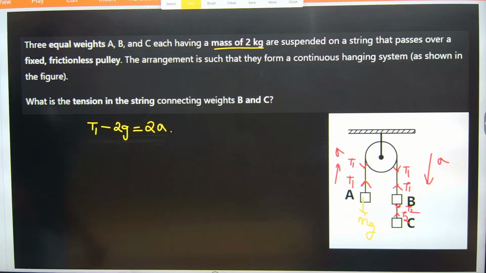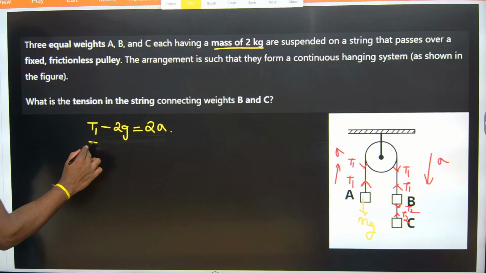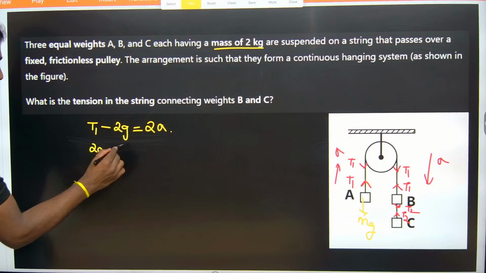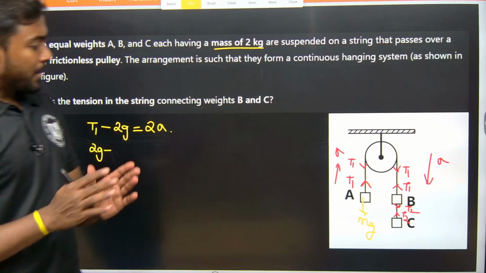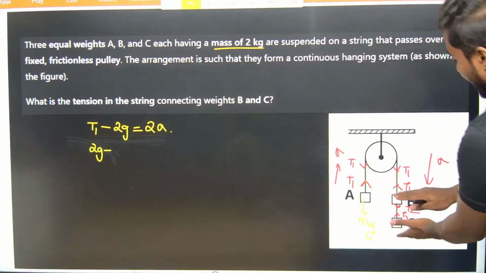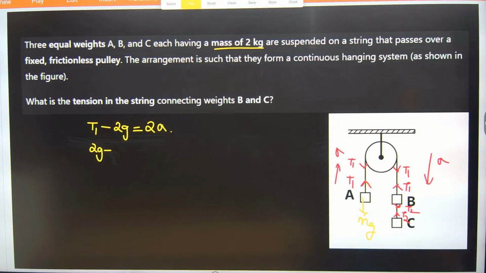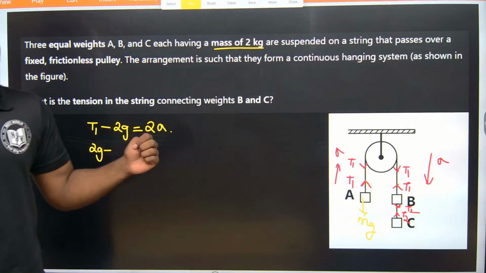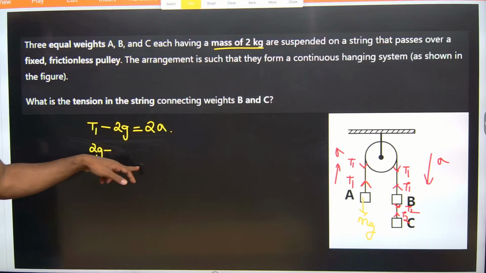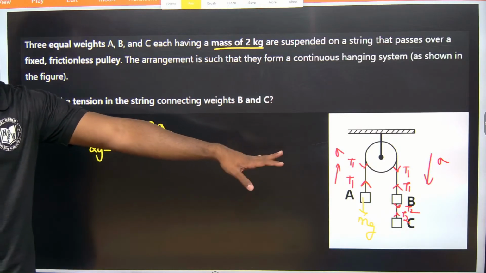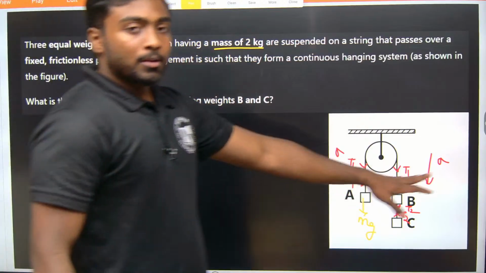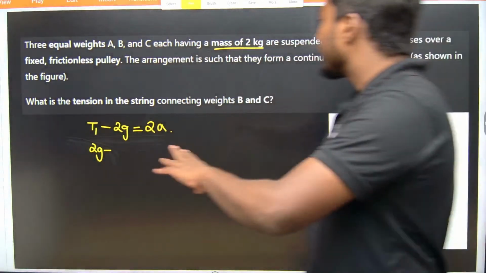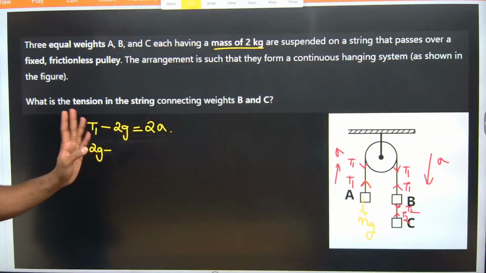Okay. Now again, in this direction it is going, right? 2g plus 2g, let me consider this as a total block, which means 4 kg. So what will be the tension there? So 4g minus T1 should be equal to 4a, right? So by these two equations I can get whatever they are asking in the question, like the tension between B and C.